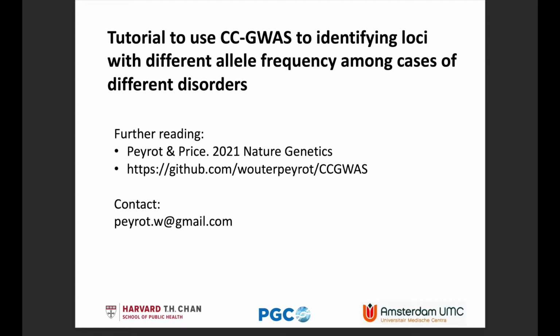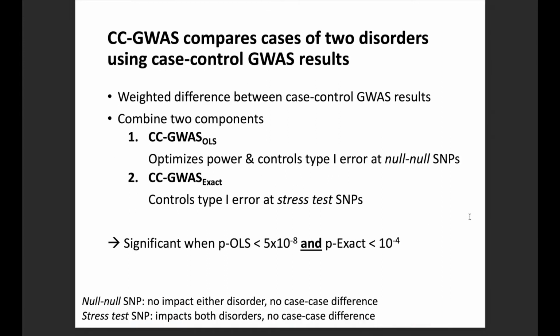So CC-GWAS is intended to compare cases of two different disorders, and when you'd like to extend, for example, to compare 10 disorders, you just need to repeat the CC-GWAS analysis accordingly to compare two disorders at a time. So CC-GWAS compares the cases of two disorders based on the respective case-control GWAS results, and the case-control GWAS results are of course widely publicly available most of the time.